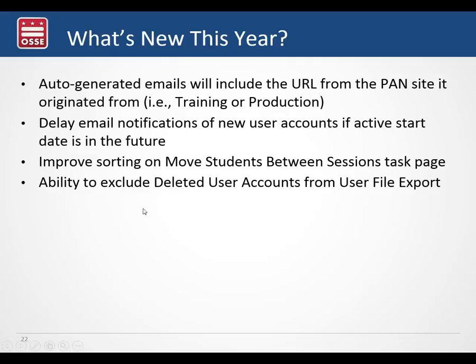There was some improved sorting on the Move Students Between Sessions task page. It was appearing as random sorting, and now it's sorted by last name, something a little bit more helpful if you're having to move students in between test sessions. And if you're doing a user file export, you now have the ability to exclude deleted user accounts. There's a checkbox that says include deleted user accounts or not, so you can check that box if you want to see those deleted accounts in your file export. And that's really all that has changed from Pearson Access Next from last year to this year.